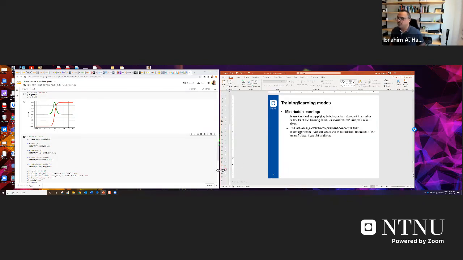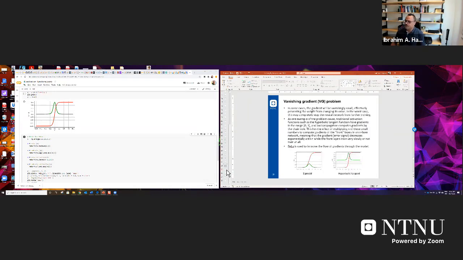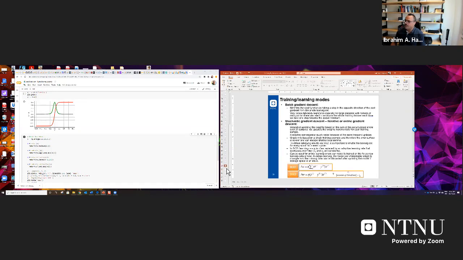So finally today, I want to talk about the training modes or the learning modes. So we have 3 learning modes. We have batch gradient descent, and we have stochastic gradient descent, and we have mini batch gradient descent.